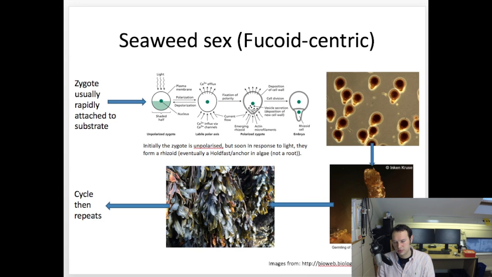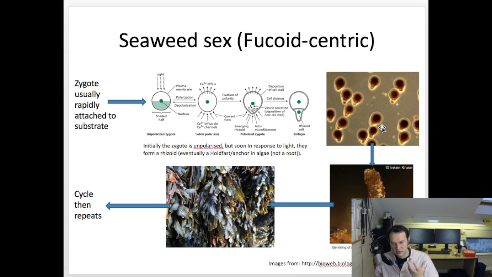Once fertilized, the egg and sperm combination turns into a zygote. That zygote is just a fertilized egg, essentially. It then undergoes a process called polarity, where the cell begins to know up and down through the diffusion of different elements, and it will form a rhizoid at the bottom of the zygote. That rhizoid will turn into a holdfast. For plants, it may be a root system. This picture shows some fucoid zygotes and the initial formation of the rhizoid.